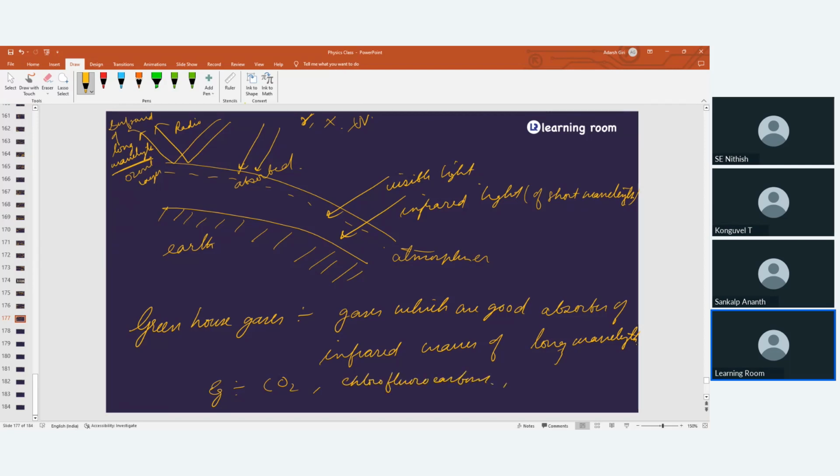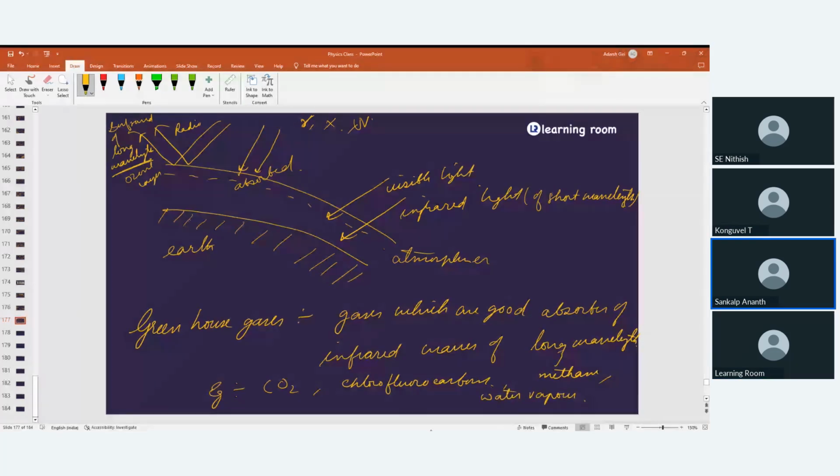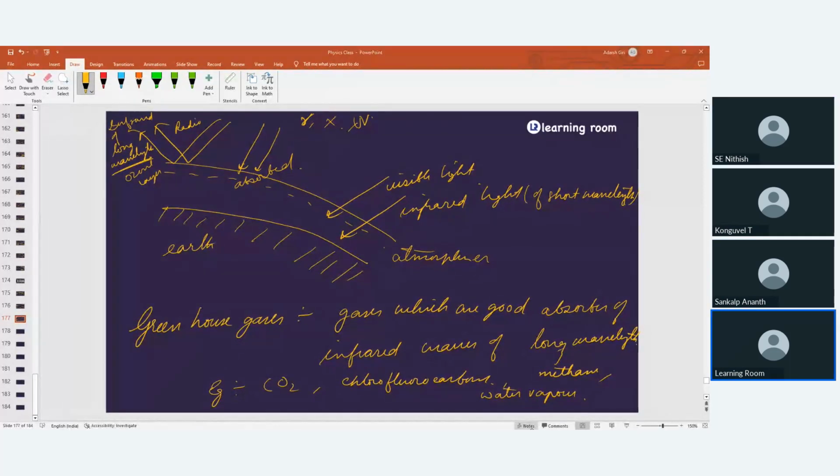Then we have methane and water vapor. Sir, but how do these chlorofluorocarbons damage the ozone layer, sir? What happens there? The ozone layer tries to reflect the infrared of long wavelength. This is the condition of the ozone layer. But these greenhouse gases, they try to absorb that.